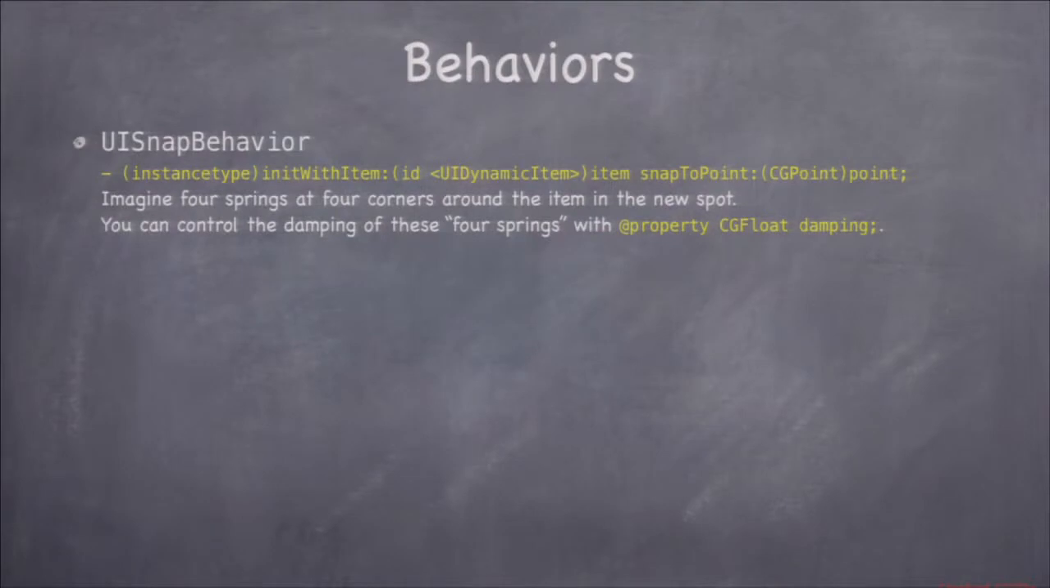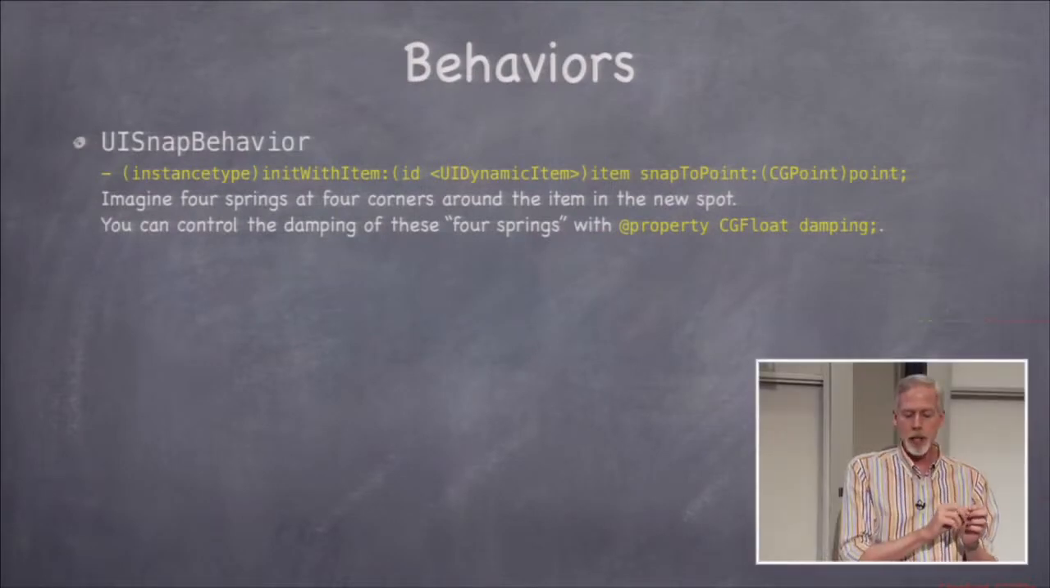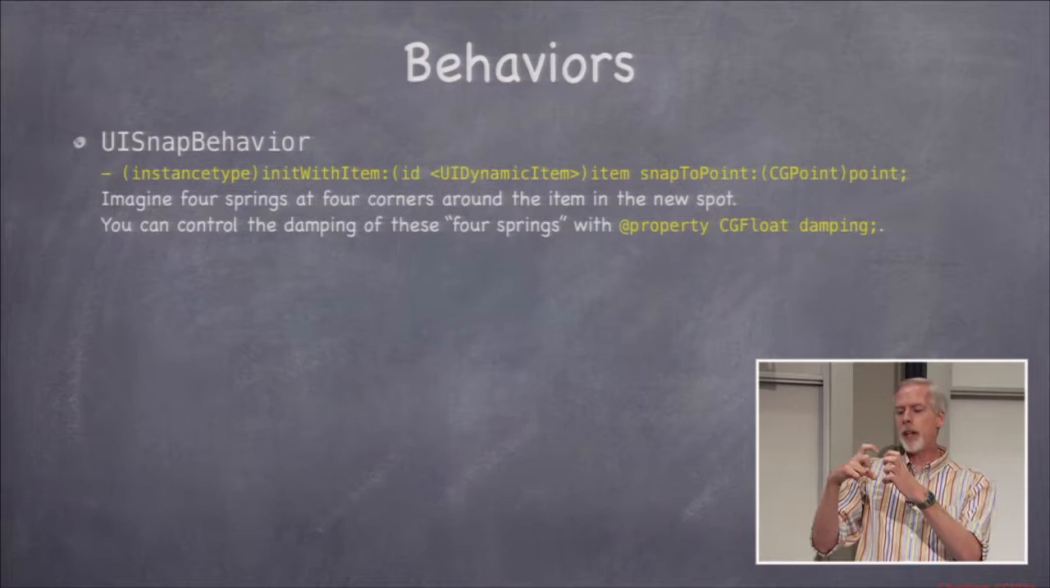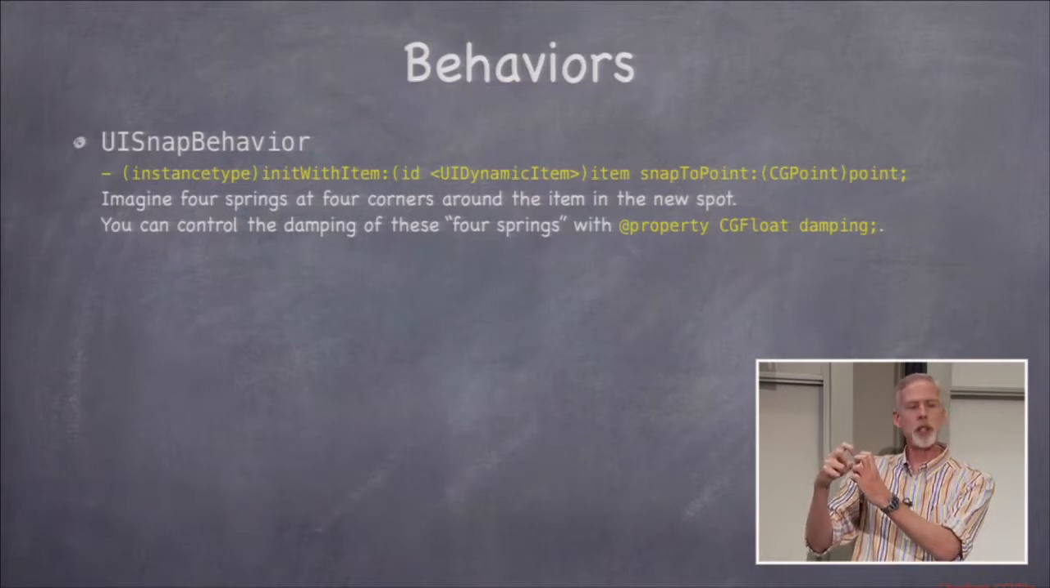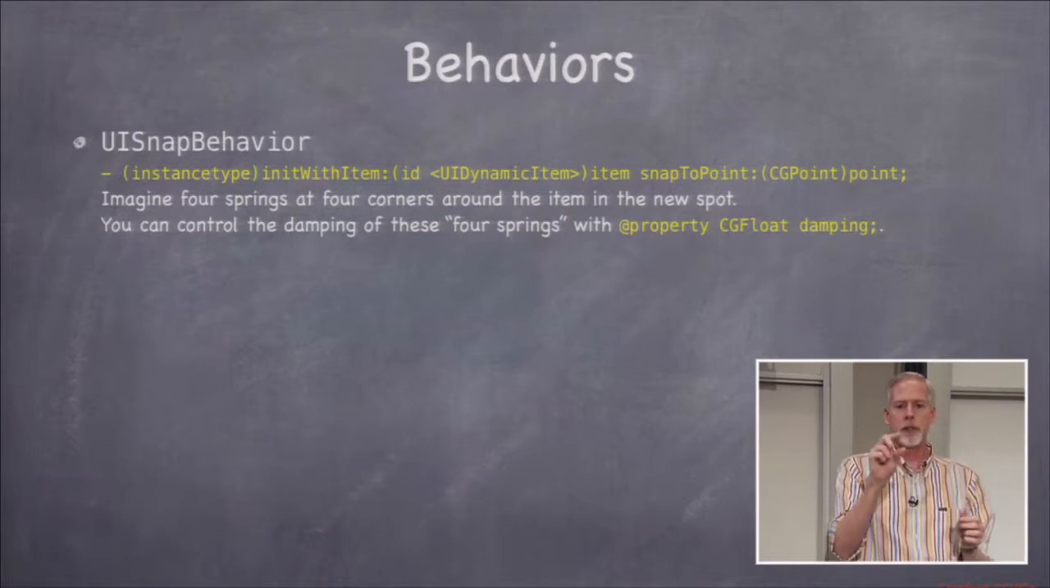Snap behavior snaps an item to a location, but it does more than just have it fly there. It does fly there rather rapidly, I might add. When it gets there, though, you can imagine that there's 4 springs attached to the item in the corners a little ways out. And so the thing gets there and it springs like this. And you can specify how much it does that. Why does it do that?